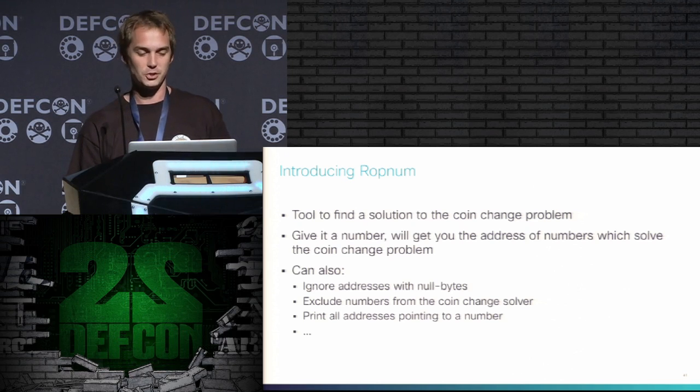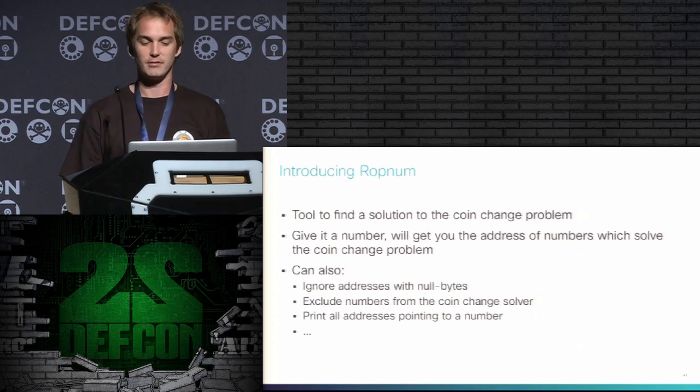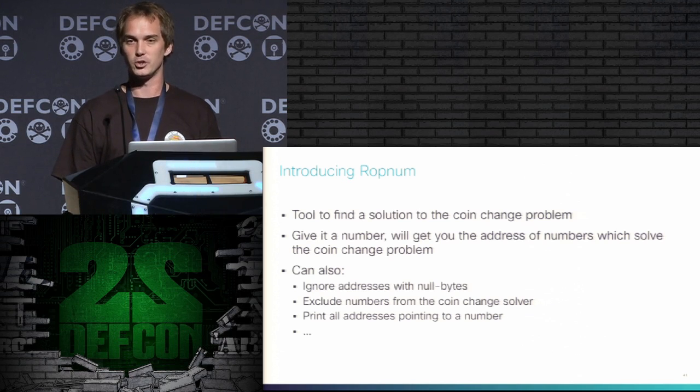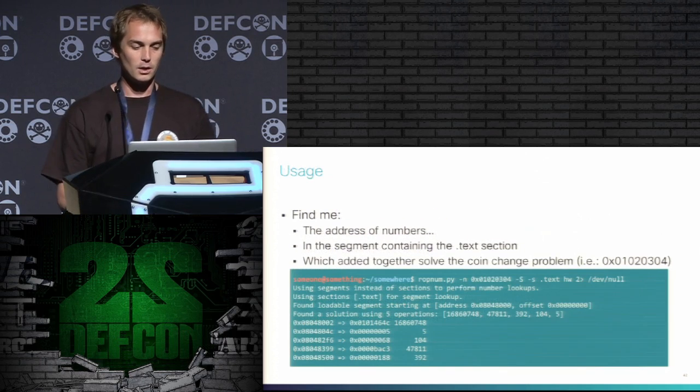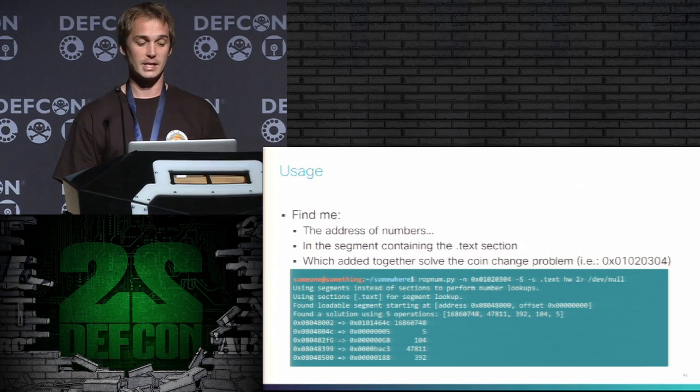It's got a bunch of extra features, it can ignore null bytes, exclude numbers which you don't want in the coin change solver, and it can print all memory addresses pointing to a number, pointing to 0, etc. I mean, all these features are not critical. They just make your exploit dev easier because you can exclude null byte addresses, you can exclude addresses which are not in your range, etc. So an example usage is: find me the address of numbers in the segment containing the text section, so a read-only section, which added together solve the coin change problem.